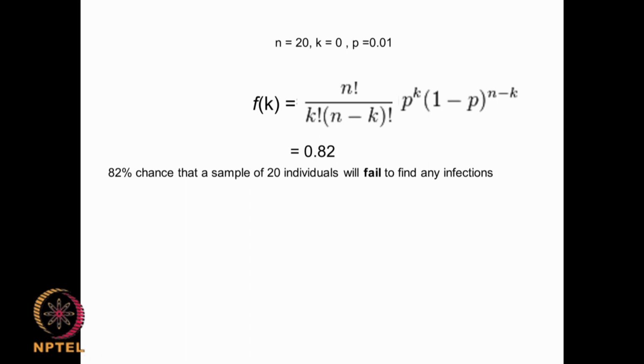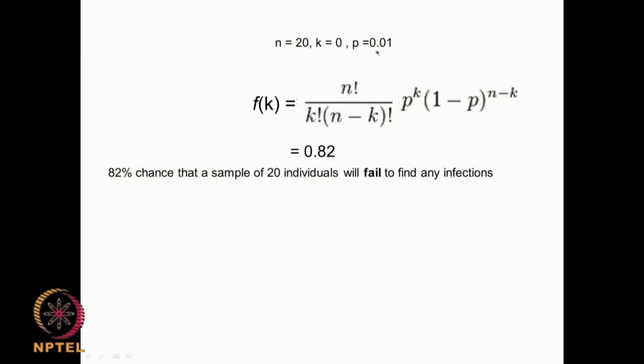Did you notice that? It is a very important finding. So 1% of the population is infected with HIV, but if I take 20 people randomly there is an 82% chance that I will not find anybody with that in that sample of 20. So I may say nobody is infected. So obviously what does it mean? My sample size is too small, okay.